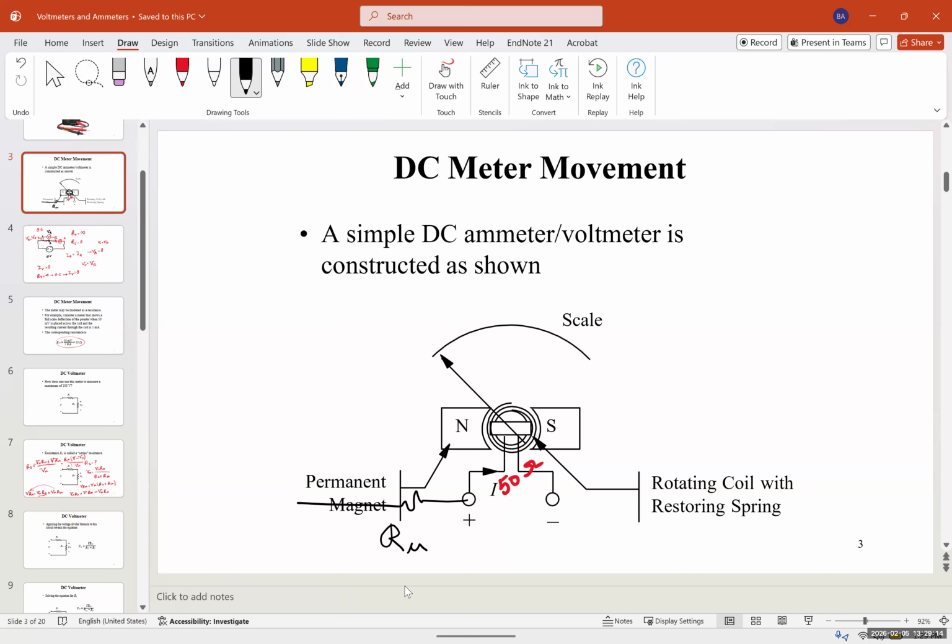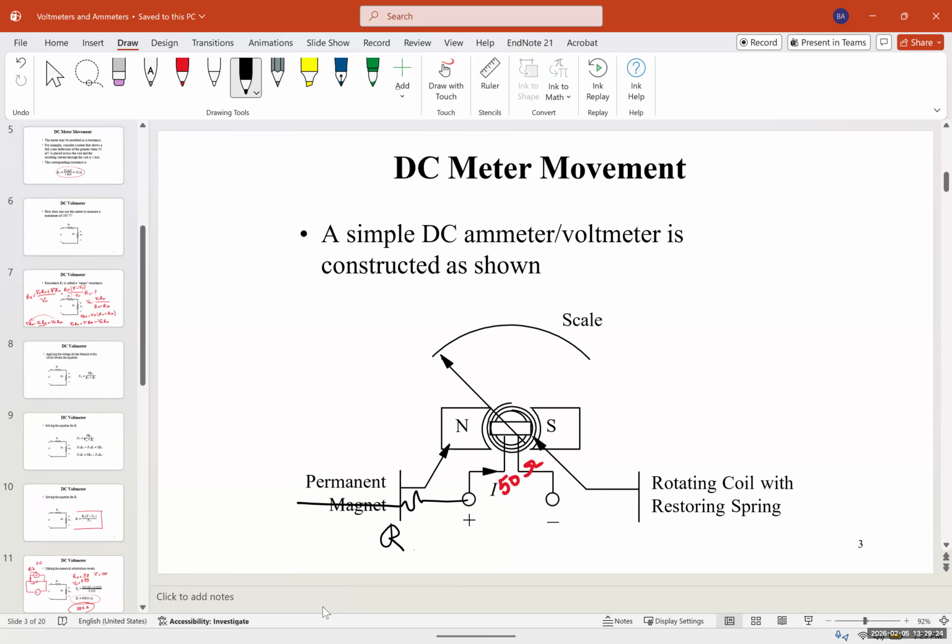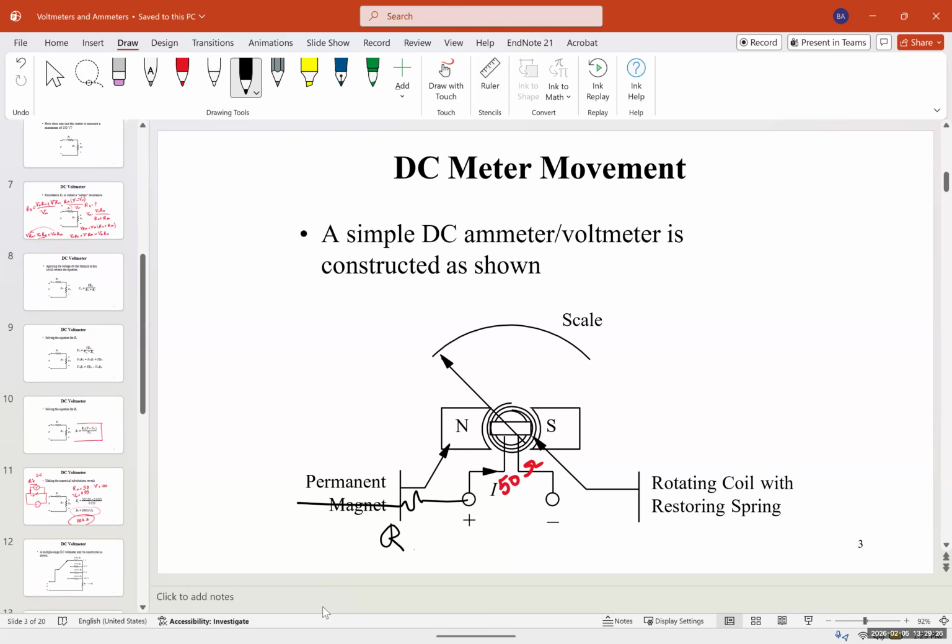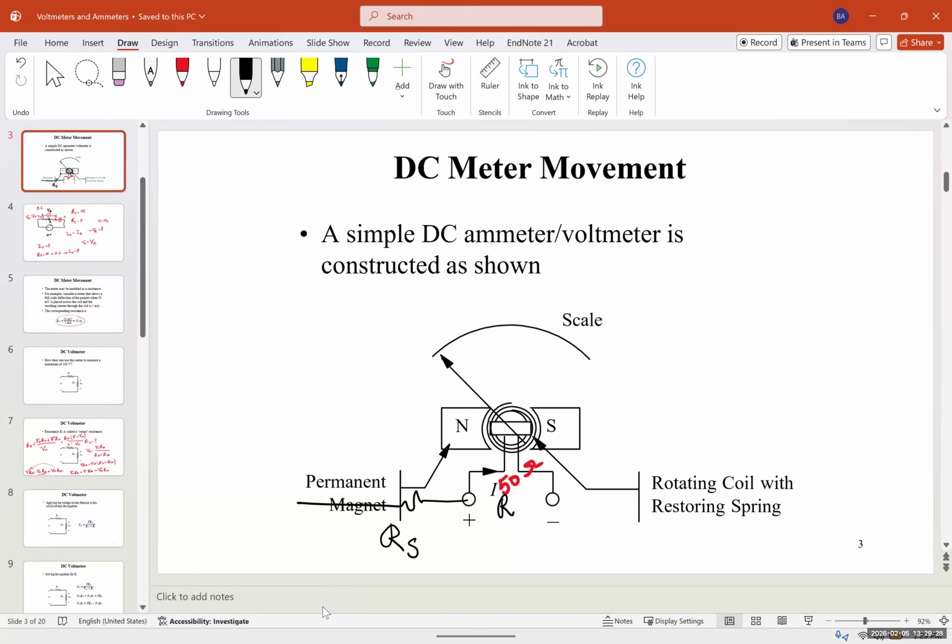Okay? And this is going to be RS, and this is going to be its RM. I'm sorry, RM and RS. So this RM is usually very low because it's just a coil, a conductor, and this RS should be a very large resistor, usually in the hundreds of kiloohms, at least.